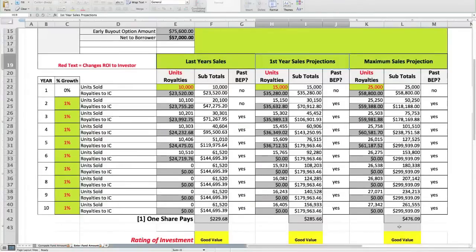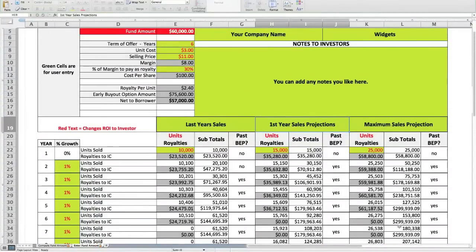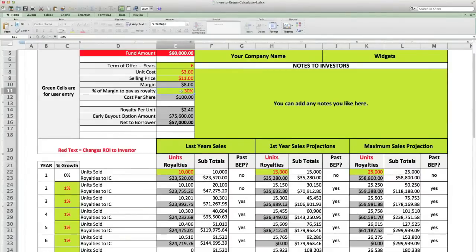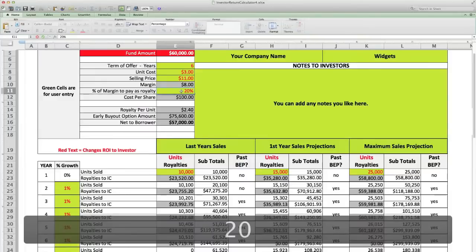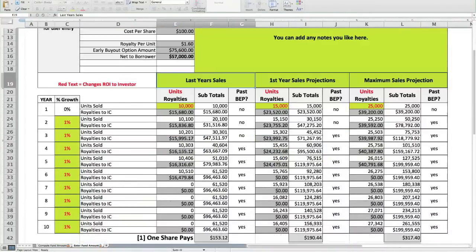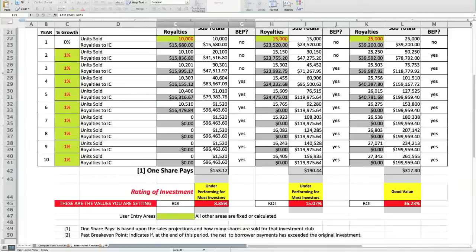All right, so let's just see how this actually works now. We feel like we're being a little bit too lenient on the royalty, so let's drop this down to 20%. All right, we're not going to change any of the quantities because that's what we thought we could do. And you can see now that for a $100 investment, we're only paying $153, and they have to take their $100 out of that, right?